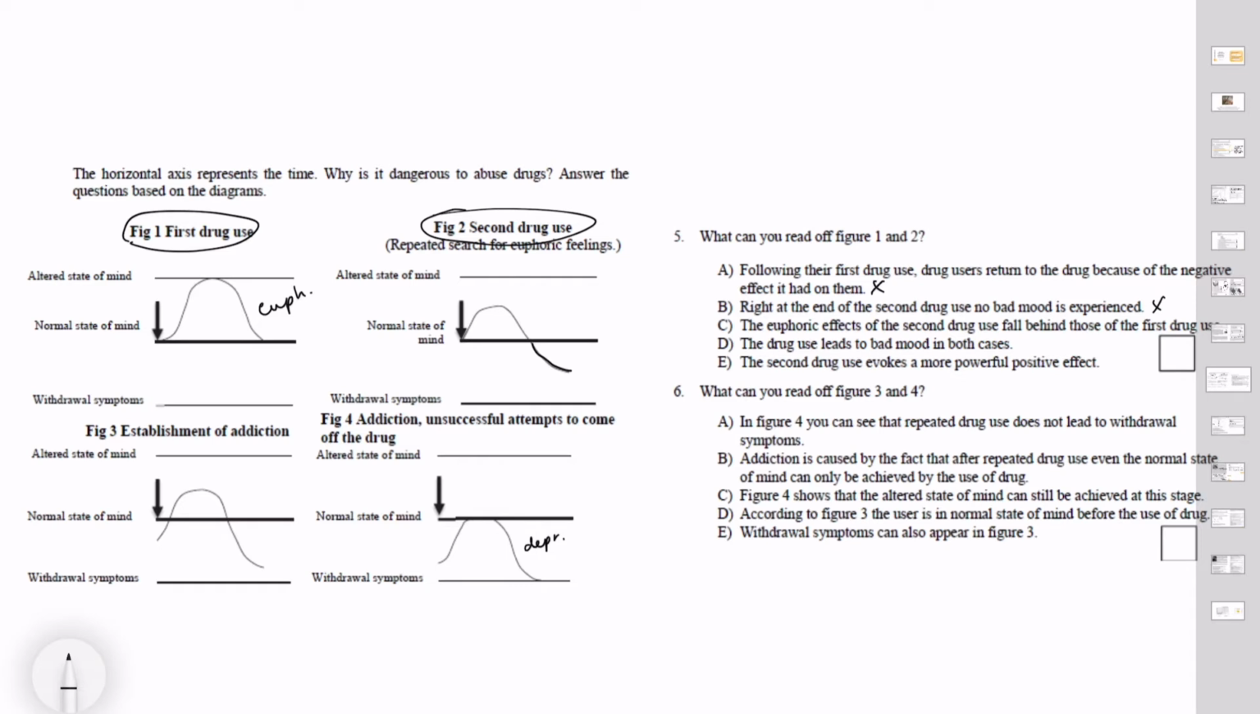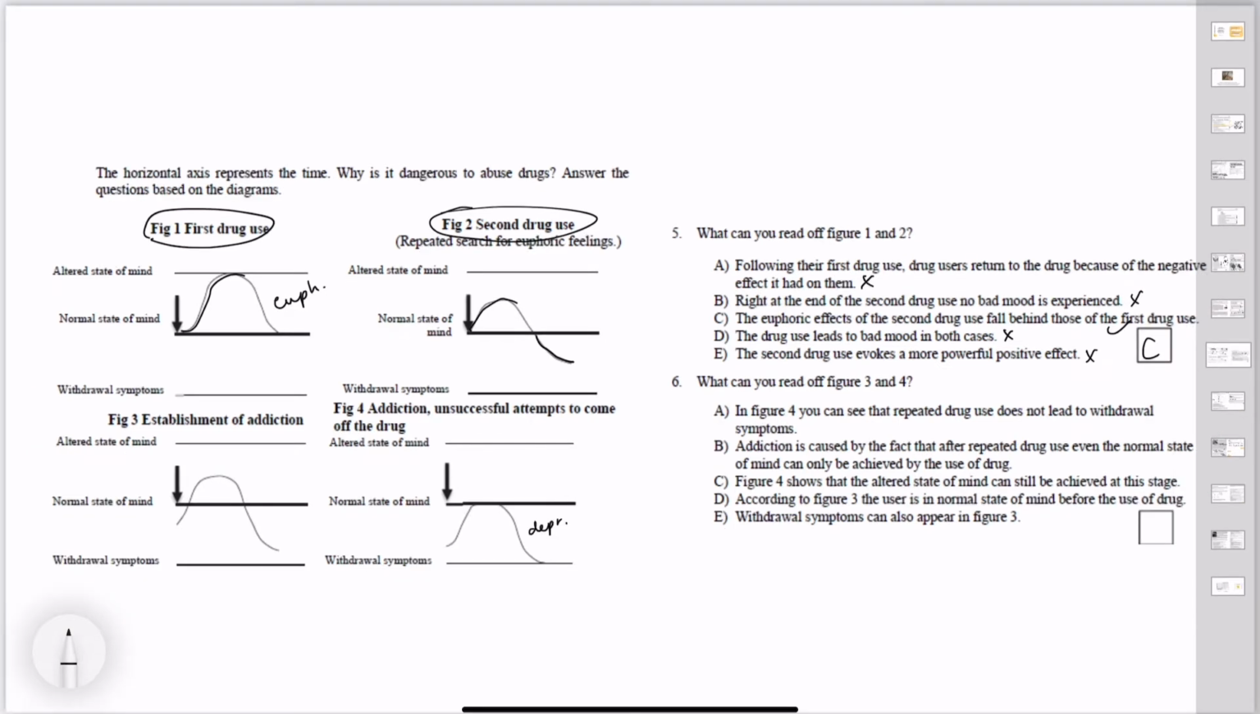The euphoric effects of the second drug use fall behind those of the first drug use. Now, this is something which is true. You can see that the curve is much larger in here than here. The drug use leads to bad mood in both cases. That's not true. In the first one, we can't see anything like that. The second drug use evokes a more powerful positive effect. That's not true at all. So basically, the C is going to be the good answer.